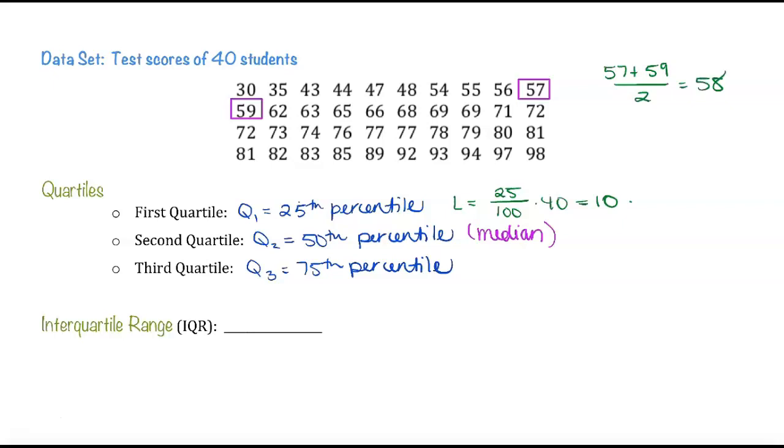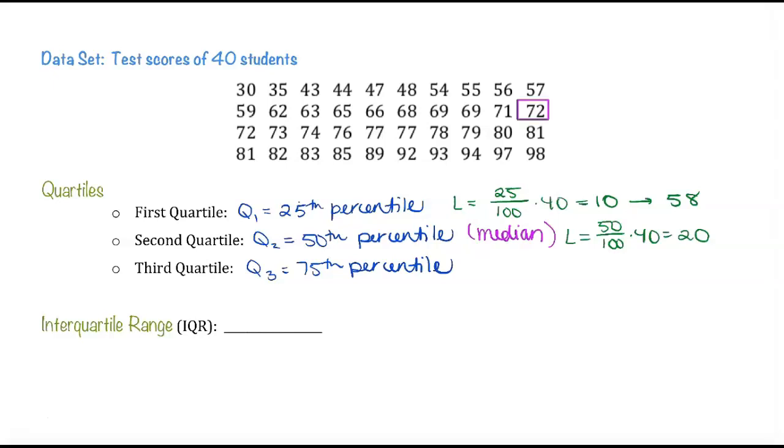So the first quartile is 58. To calculate the 50th percentile, or second quartile, we again calculate our locator value of L. This time we'll do 50 divided by 100 times 40, which gives us an L of 20. We again have a whole number for our L. So this means that the 50th percentile is between the 20th and 21st data values.